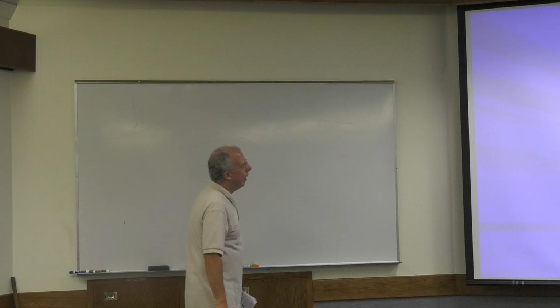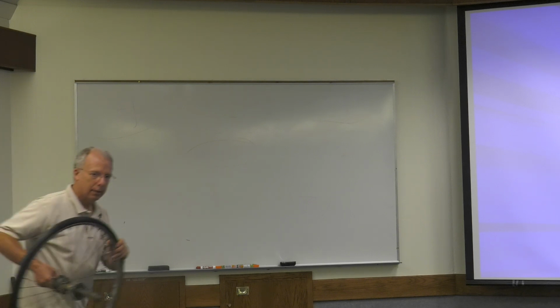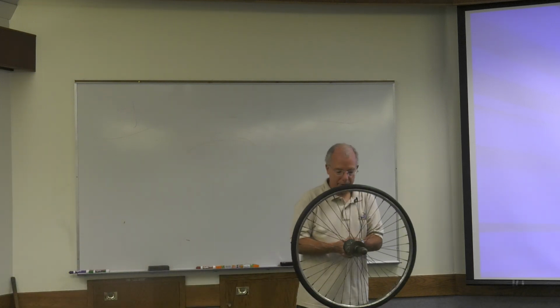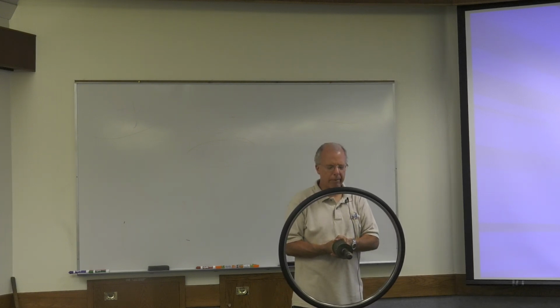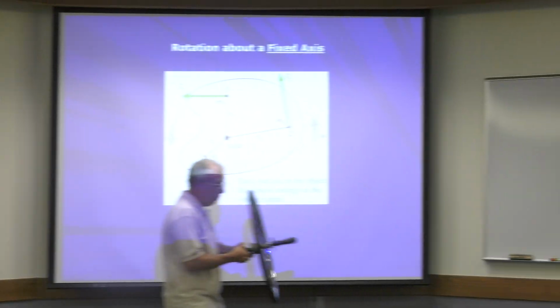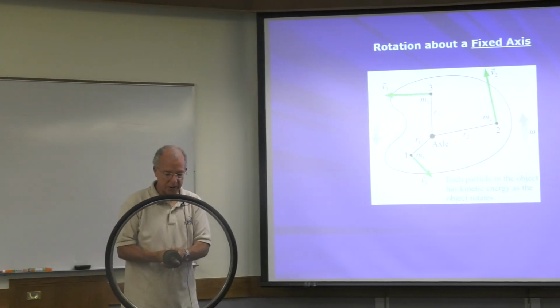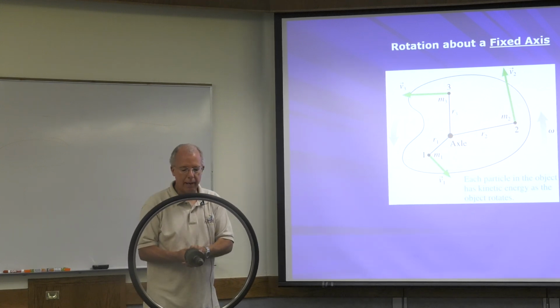Now we want to talk about rotation about a fixed axis. So what am I talking about? Here, this is a fixed axis. It's not going anywhere, so this thing is rotating about the fixed axis. This would not be a fixed axis, because the axis is moving. But here I'm holding the axis still. So we have rotation about a fixed axis.